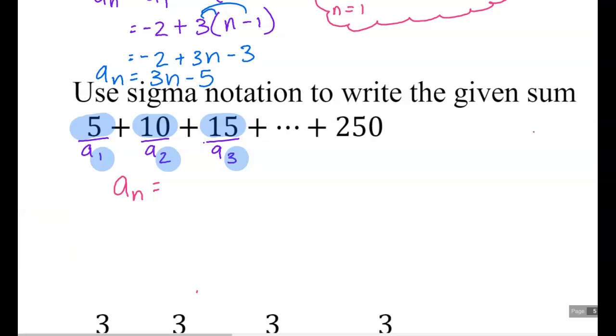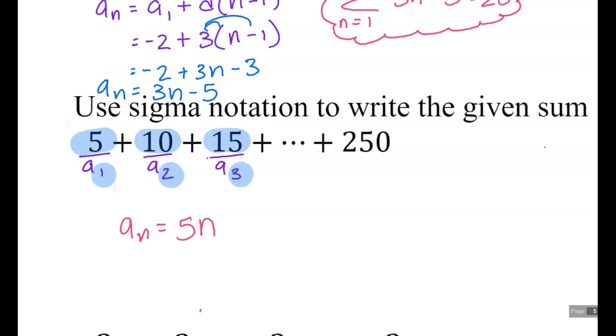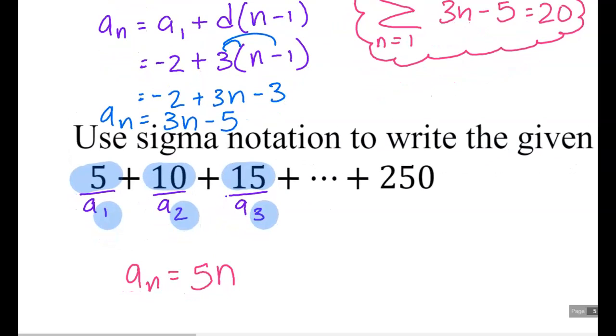Like Maddie said, they're just multiples of 5. What are we doing to the term number to get our term value? We're just multiplying the term number by what? 5. The definition for the sequence is just 5n. Yes, if that problem solving is too much for you, you could have just done the arithmetic using this formula we learned prior, okay?